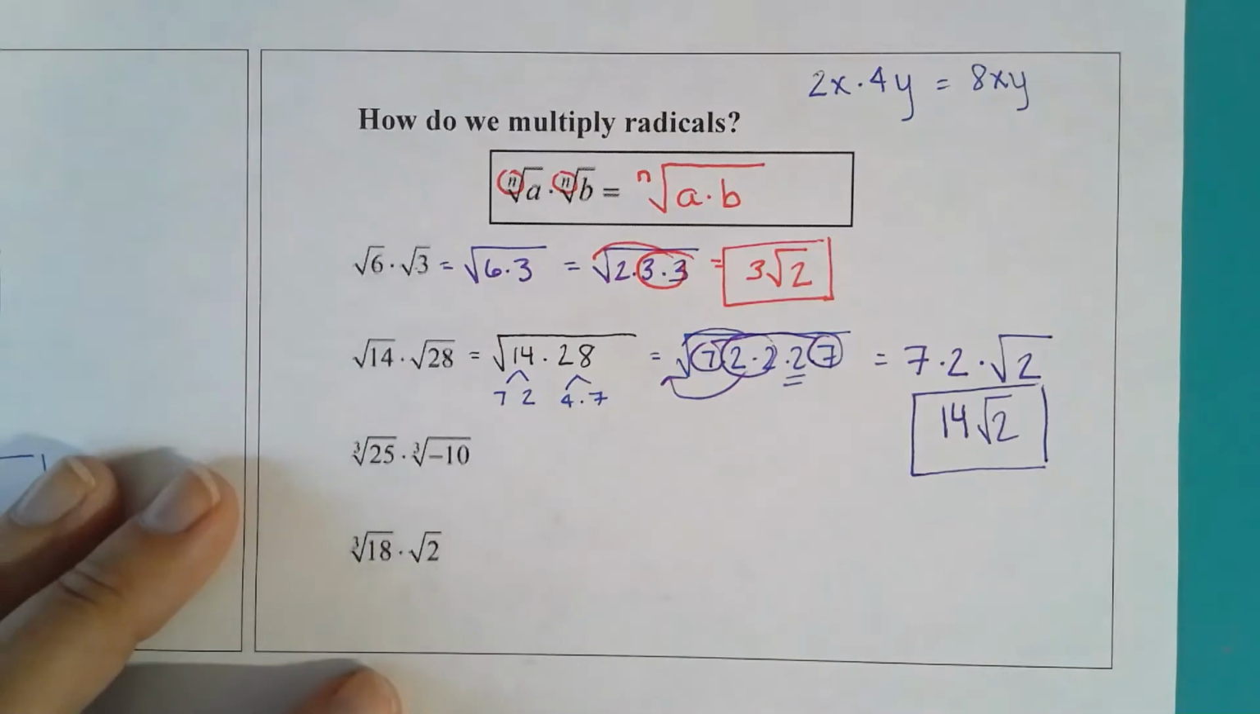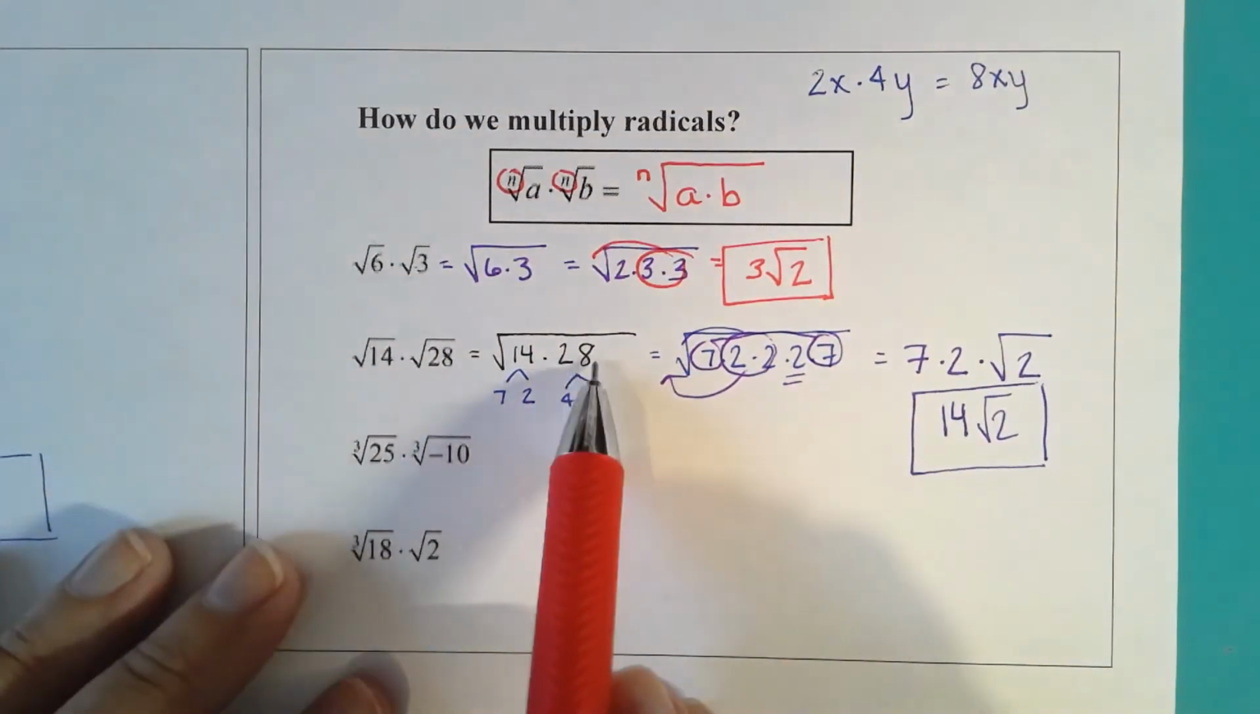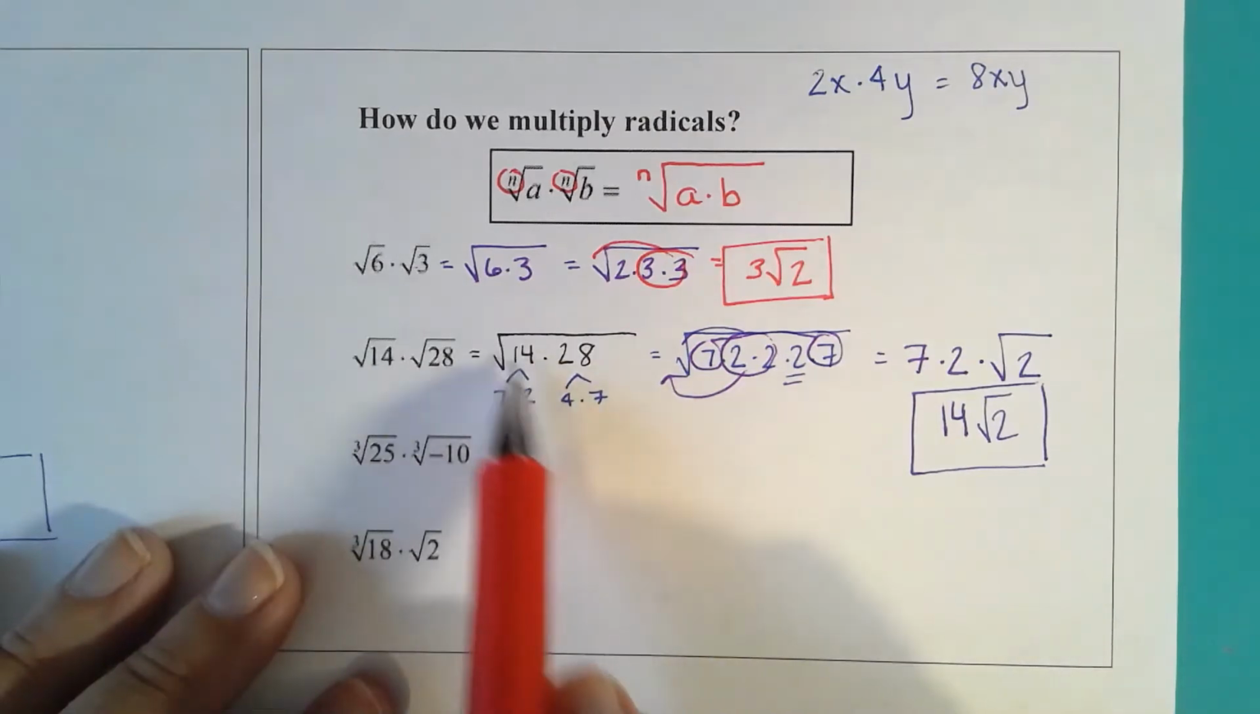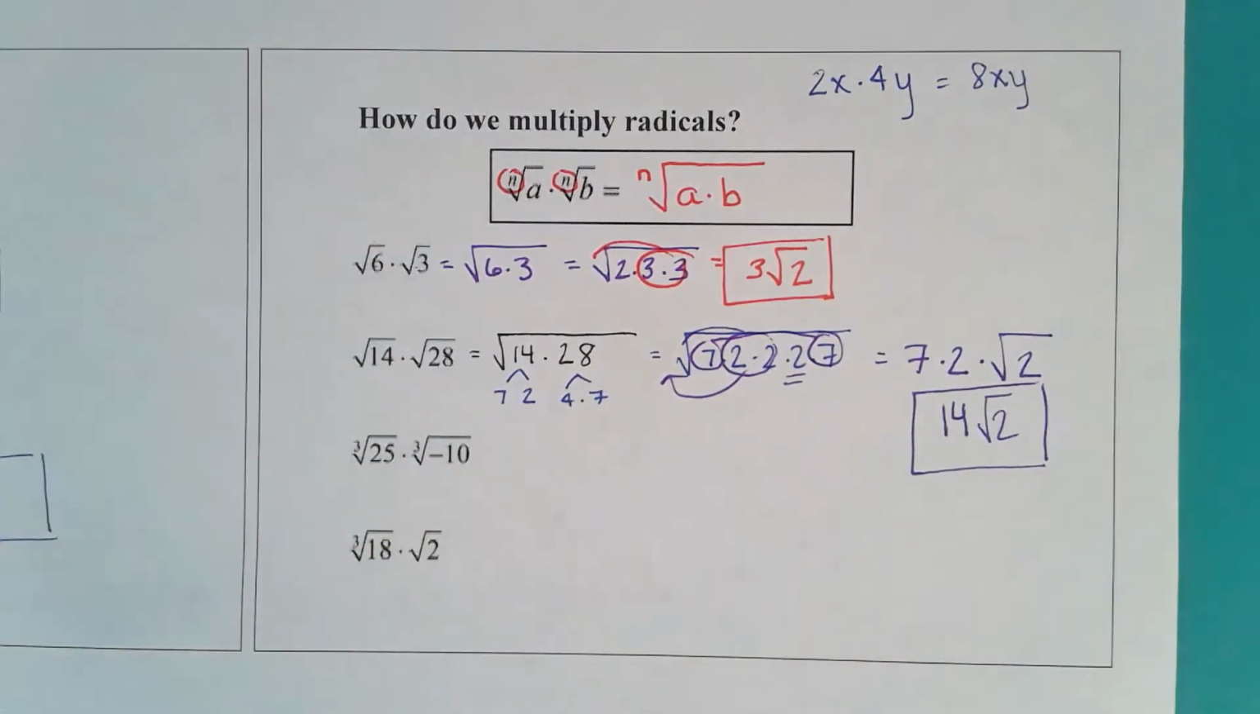I'm not saying that that was the most efficient way to do it. By the way, I could have said, oh, 28 is 14 times 2, and then I would have seen my pair of 14's to pull out. Okay, lots of ways to do this. All right, let's take a look at the next one.